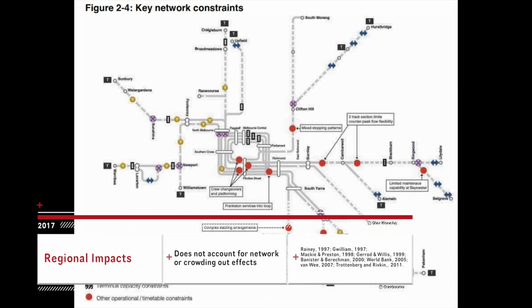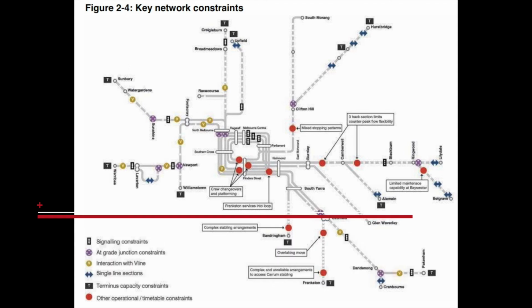Regional impacts. Does not account for network or crowding out effects. As we can see in the Melbourne Metropolitan Rail Network, there are several single track sections that limit service provision. However, timetables are not factored into the CBR. As a result, a single track section is treated the same as a dual track section. This factor is the main one contributing to the Rowville line not being constructed, as there's no spare capacity on the Dandenong corridor to run trains to the city, further compounded by CD9.